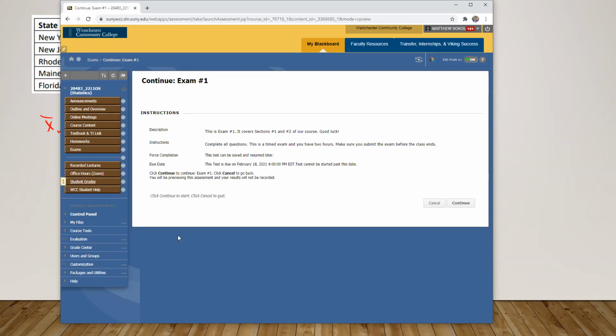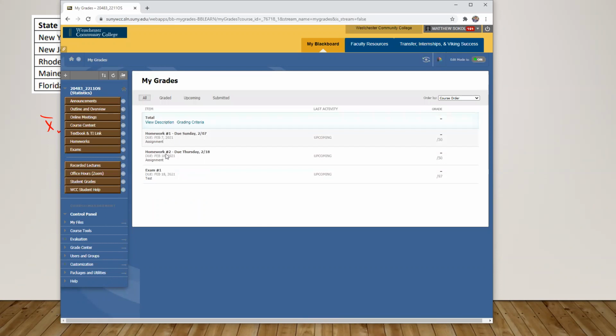What you'll do is there's this tab called Student Grades. You'll click on it and you'll be able to see your grade on exam number 1. Ooh, 97 points, I have to fix that.